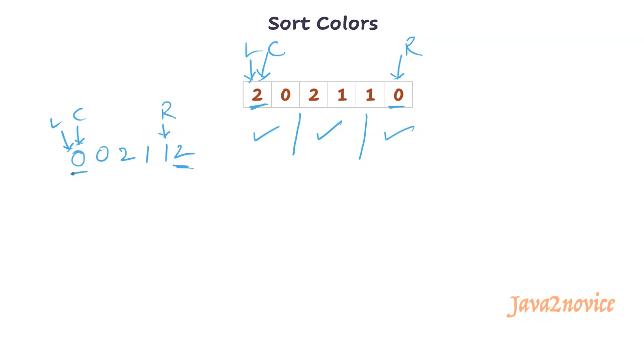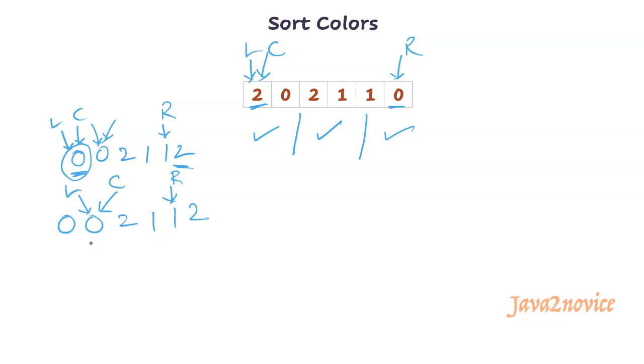Now the current element is 0. We have to swap it with the left pointer. Since both pointers are at the same position, there is no change in the array. Anytime we see 0, we need to increment both left and current pointers by one step after the swap. With this, both left and current will point here. I'll redraw it. 0, 0, 2, 1, 1, 2. Here is right, here is left, here is current.